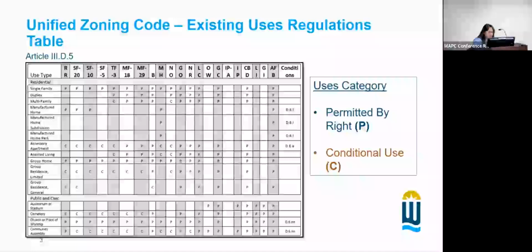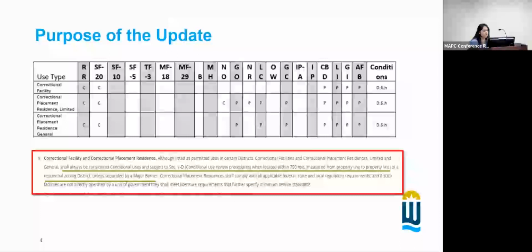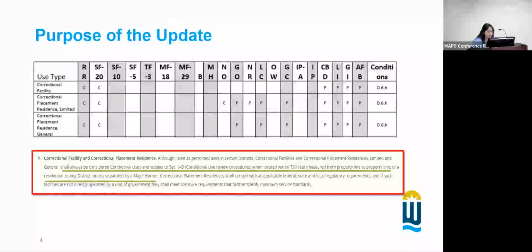But there are instances for some of the defined land uses that show as a permitted use in the uses regulation table in a zoning district, but would need a conditional use permit in specific instances. Let's look at some of those instances. For example, correctional facilities and correctional placement residences, limited and general, although listed as permitted by right uses in certain districts, denoted by P on the uses regulation table, shall always be considered conditional uses when located within 750 feet of a residential zoning district, unless separated by a major barrier. Here is a snapshot in the red box of the conditions under which it would need a conditional use permit.